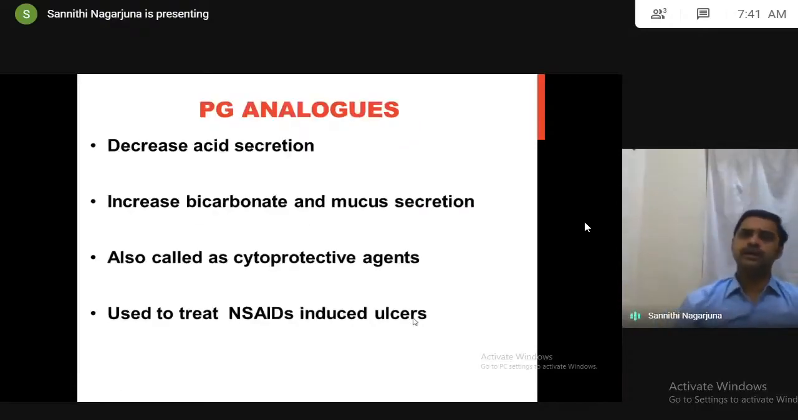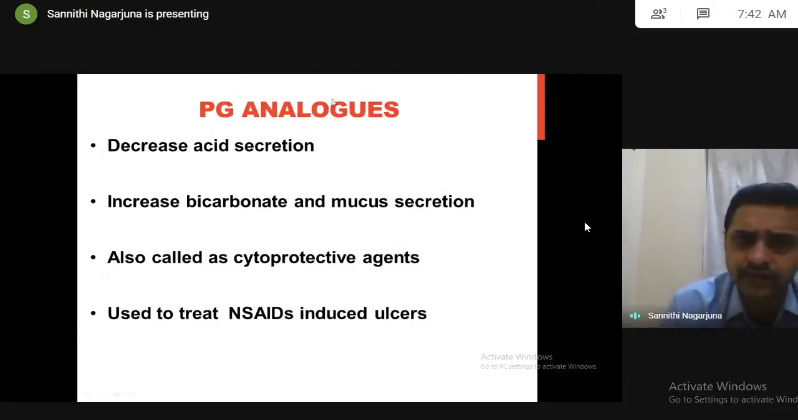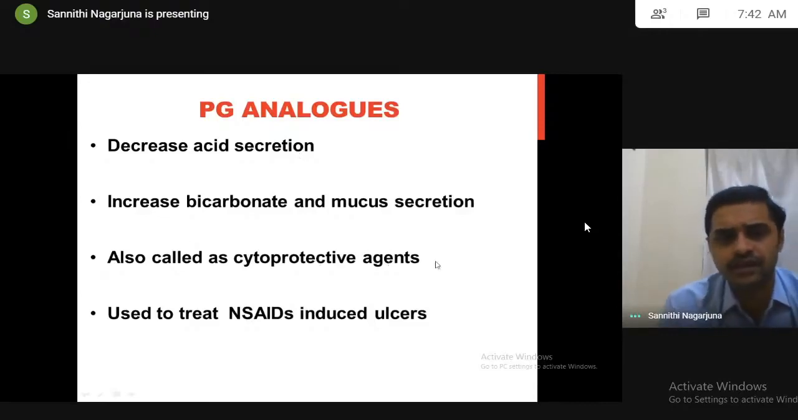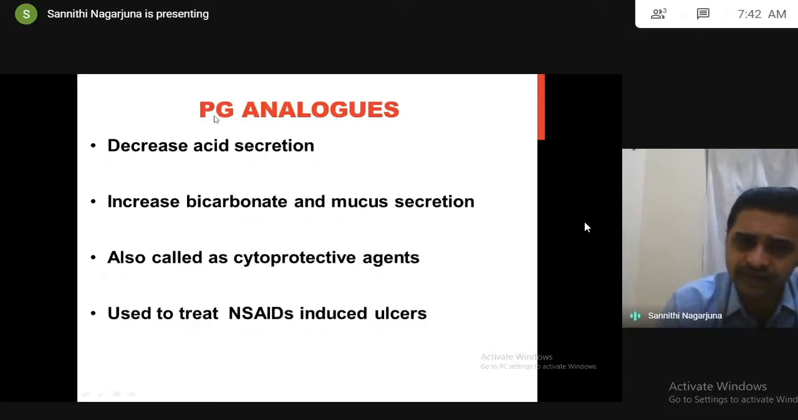And if we come into the prostaglandin analogs, I told you prostaglandins are defensive factors, the very good factors. Their role is they always decrease the acid secretion. They increase the bicarbonate and mucus secretion. Henceforth, they are also called cytoprotective agents. So try to understand, prostaglandins will have multiple advantages. Always prostaglandins are defensive factors.